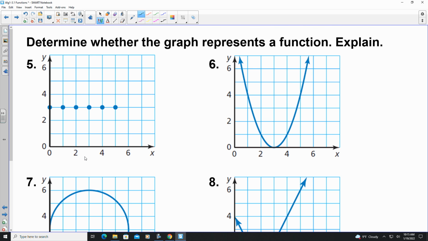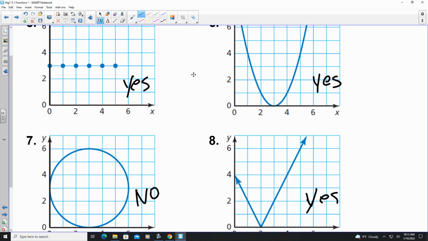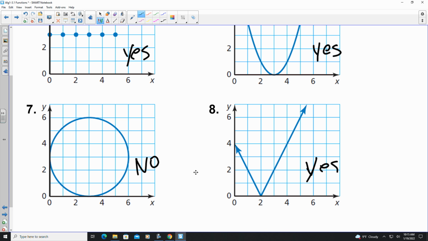Here again, they're asking you to determine it. 5, this would pass the vertical line test. So yes, this is a function here. 6, yes, this would be a function. It does pass the vertical line test. 7 would be no, and 8 would be yes. Everything with yes would pass the vertical line test. No, it would not pass the vertical line test.